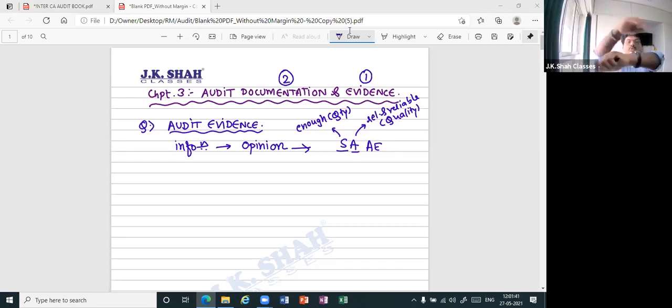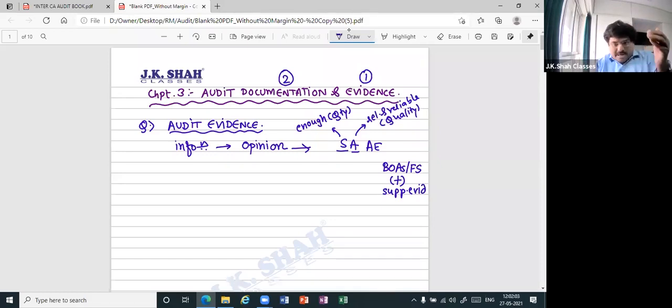Now, when you talk about audit evidence, hear carefully, it does not only mean the information which you are going to get from the books of accounts or financial statements. It also includes other information which is supporting evidence. Repeating, audit evidence or information does not only amount to the information from the books of accounts or the financial statements. It also includes other information which is supporting evidence.